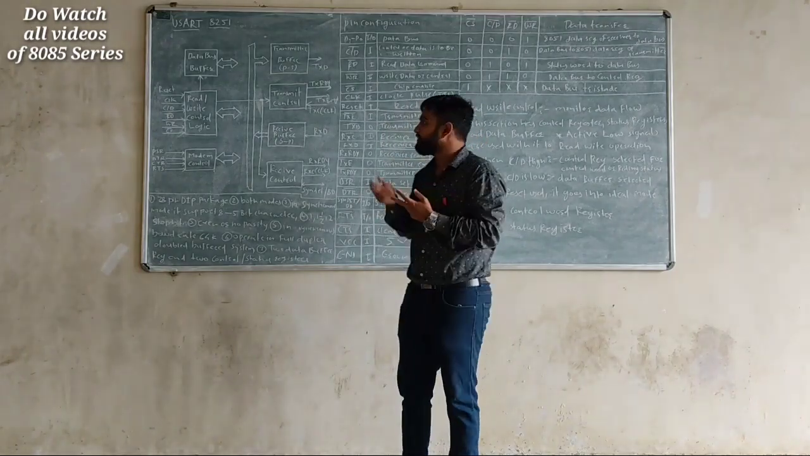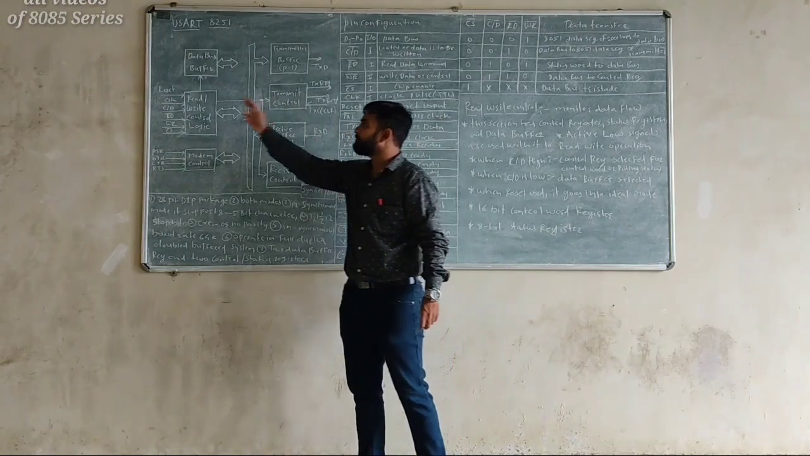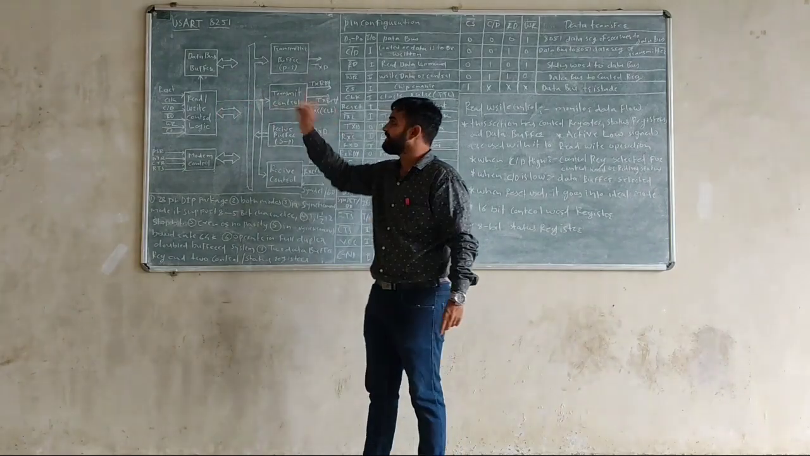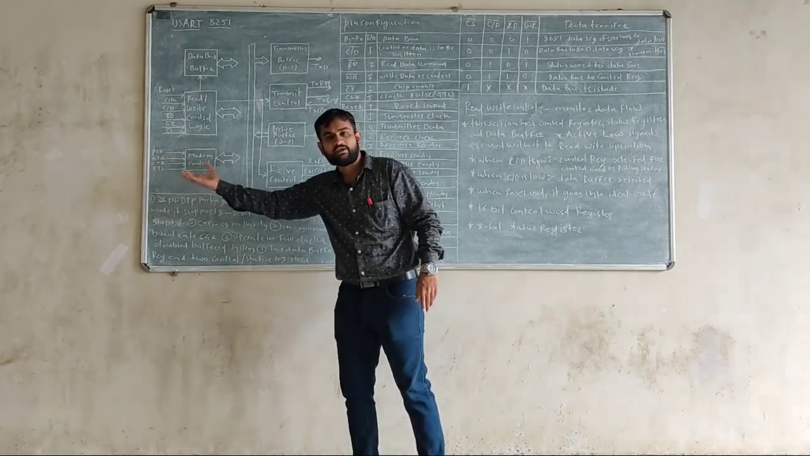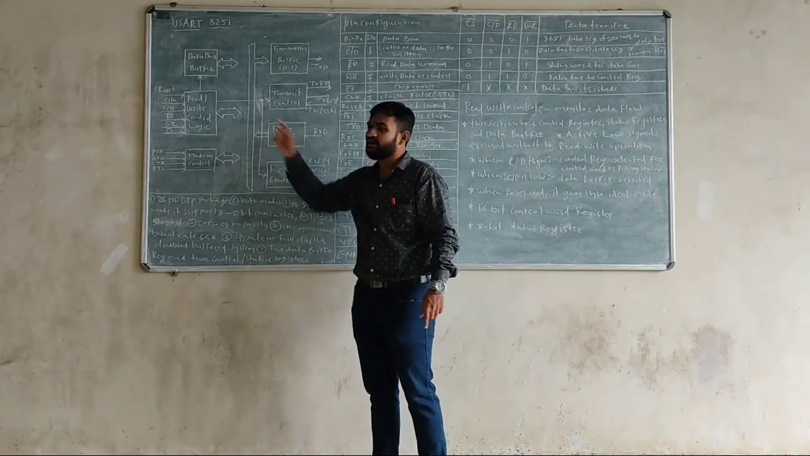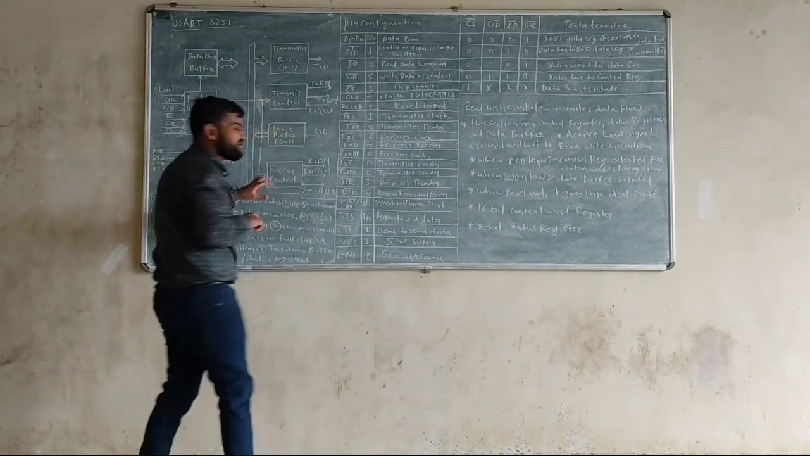For that purpose, we need an 8-bit data buffer. This 8-bit bidirectional data buffer is used to transmit a parallel signal from your microprocessor to your USART. Now, this signal gets received by your USART.